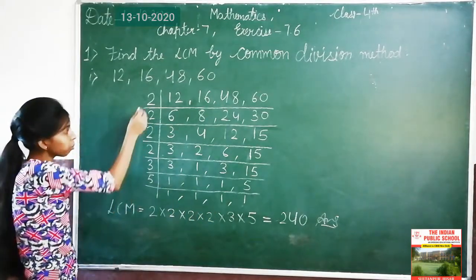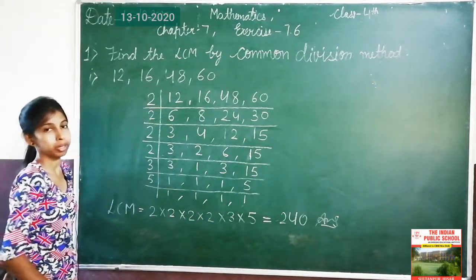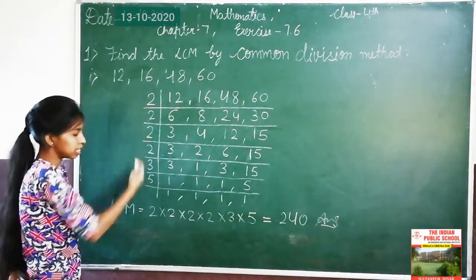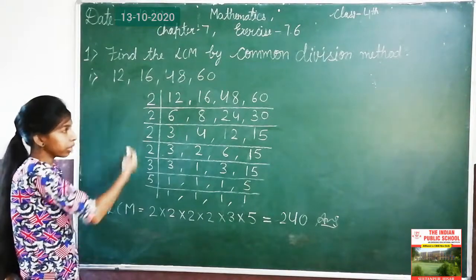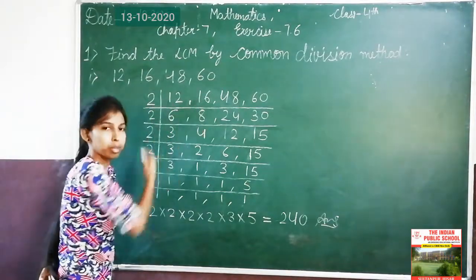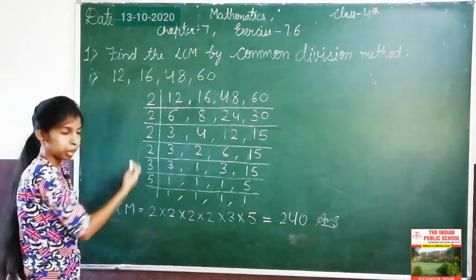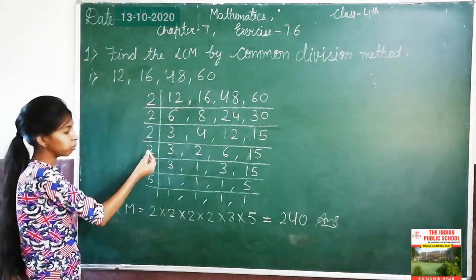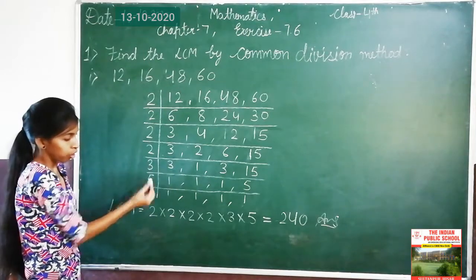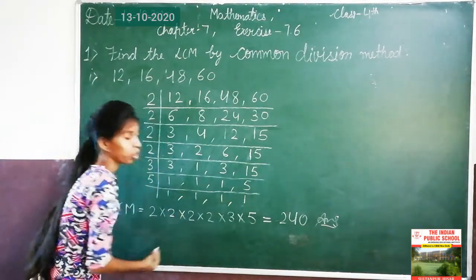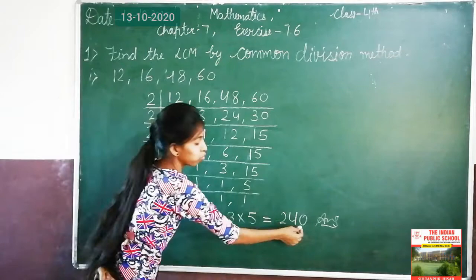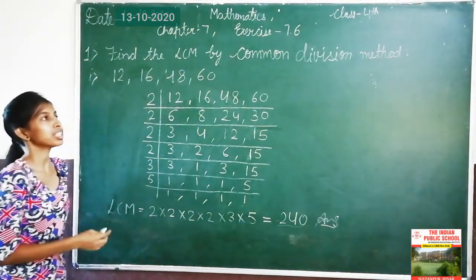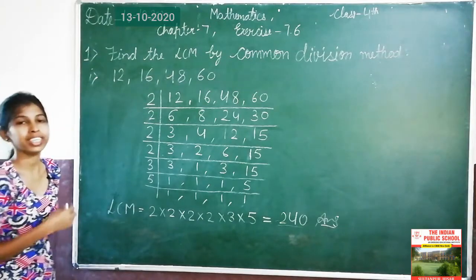Now the LCM is the multiplication of all these divisors, because here we did the common division. These are the common factors of all these numbers, and the LCM will be the multiplication of all of them. So 2 multiply 2 multiply 2 multiply 2 multiply 3 multiply 5. When we multiply these, we will get 240 as the LCM of all these numbers. So this is the common division method for finding LCM.